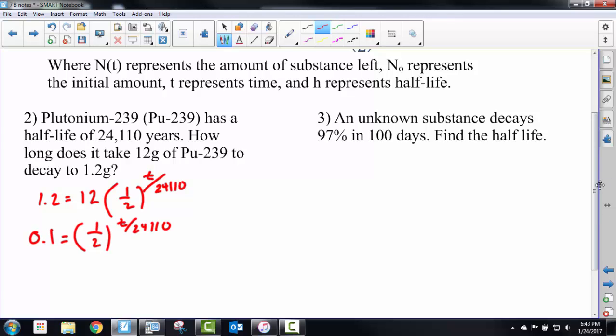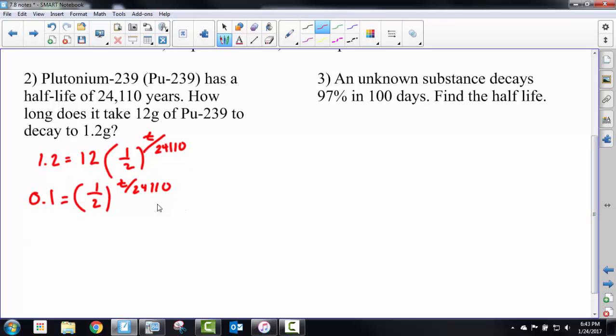That's really okay, I suppose. And then that leaves us with just a lone exponent. And what I'm going to do then is undo that exponent by doing a log base 1/2 of 0.1 is equal to t over 24,110. And hey, you know how to do this, log base 1/2 of 0.1. That's a calculator problem, so go ahead and do that. And then when you get that answer, multiply by 24,110. And when I do that, I'm getting about 80,000 years.